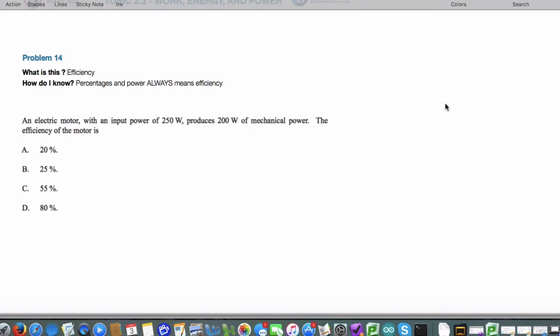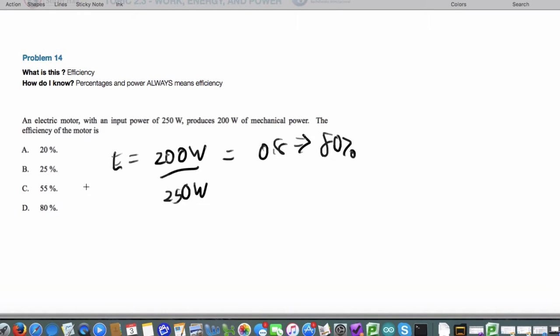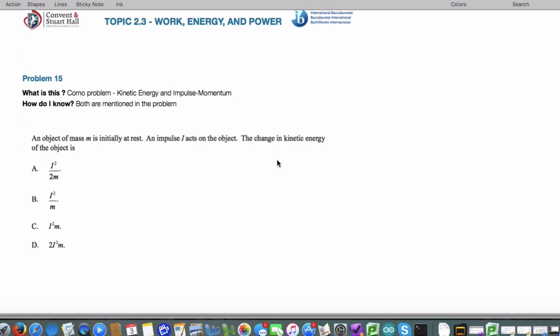And then question 14. This is an efficiency problem. So to get efficiency, the power produced is 200 watts. The total power we input is 250 watts. And that's going to give us 0.8, which is 80%. And then the last question, number 15.